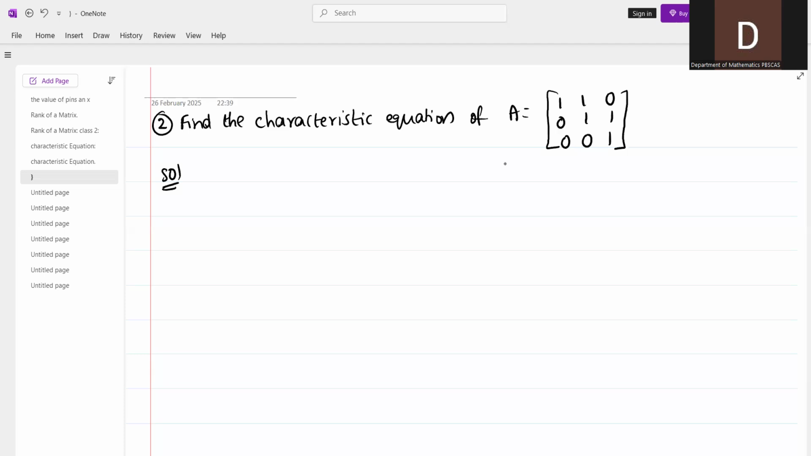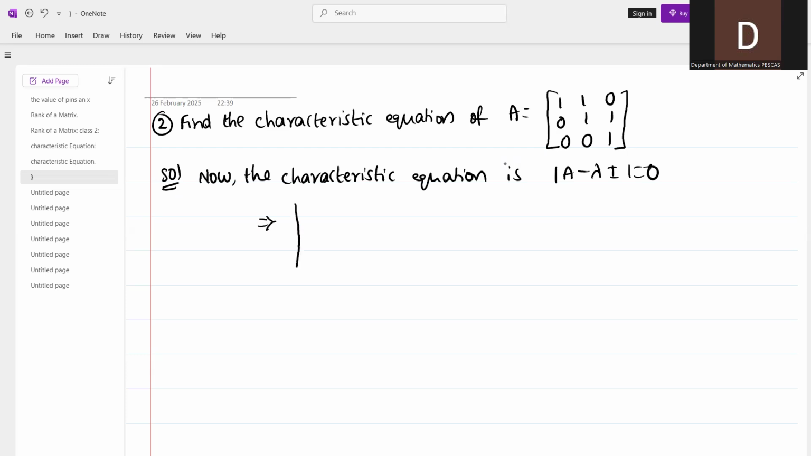Solution. Now the characteristic equation is that determinant of A minus lambda I is equal to 0. That implies simply we can write directly the determinant is equal to 0. చూడండి, first write the diagonal elements. ఇక్కడ 1 ఉంది కాబట్టి 1 minus lambda. The remaining elements same.